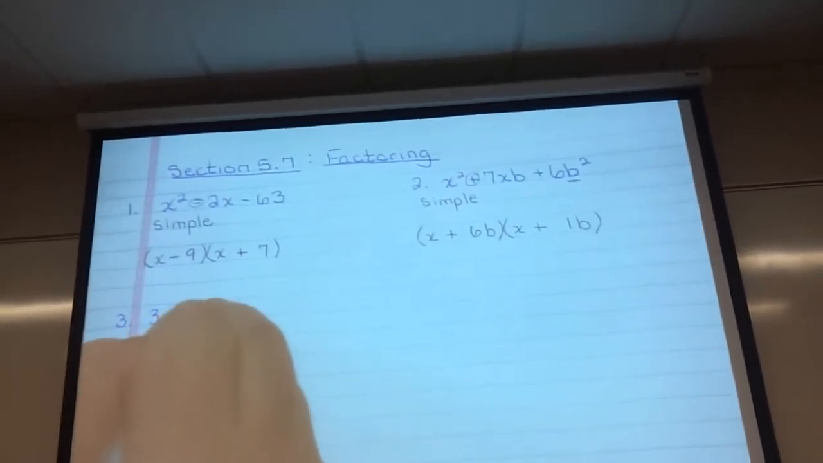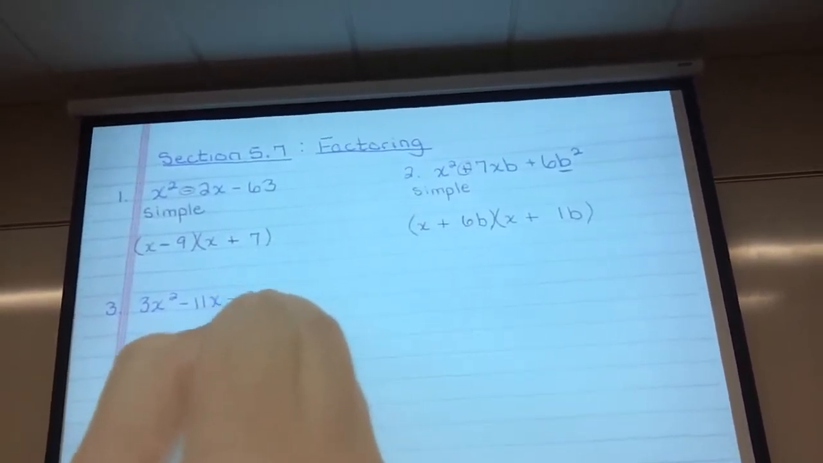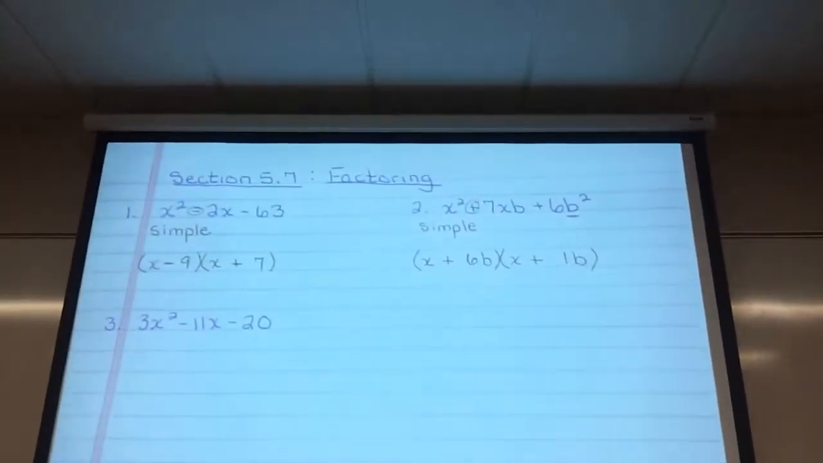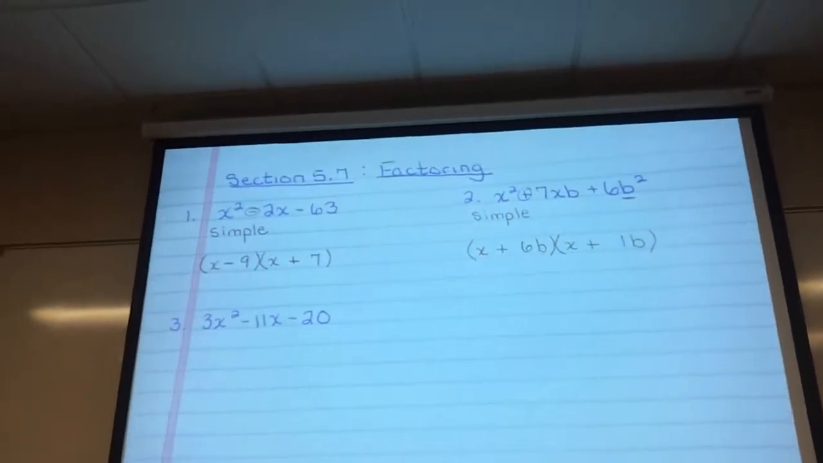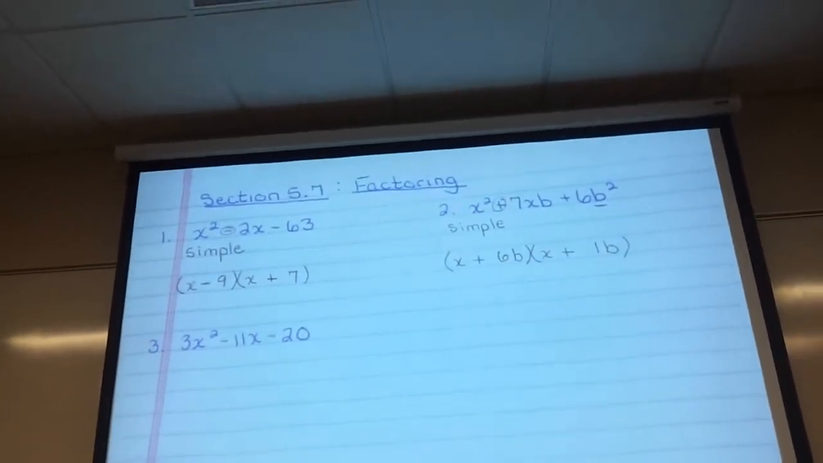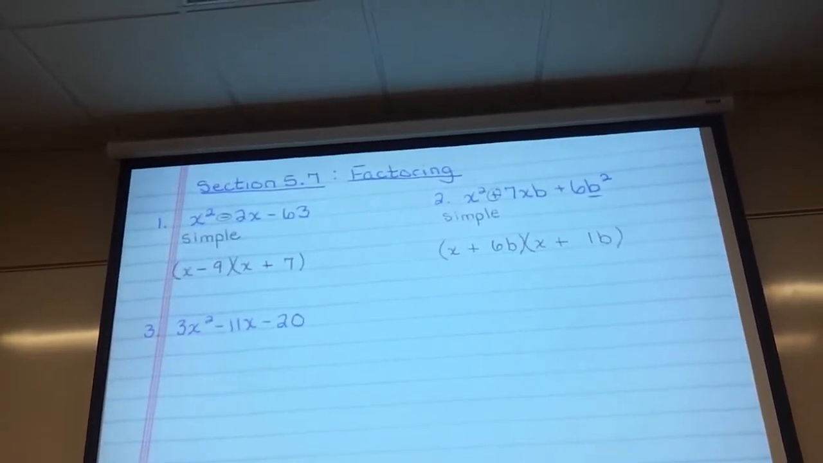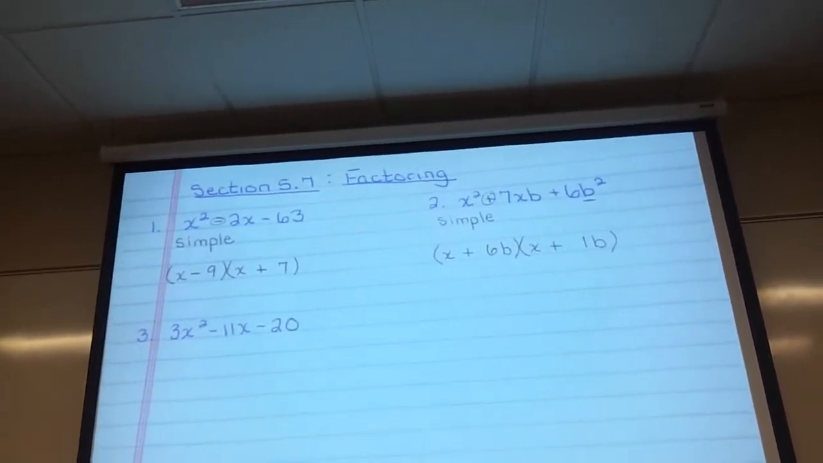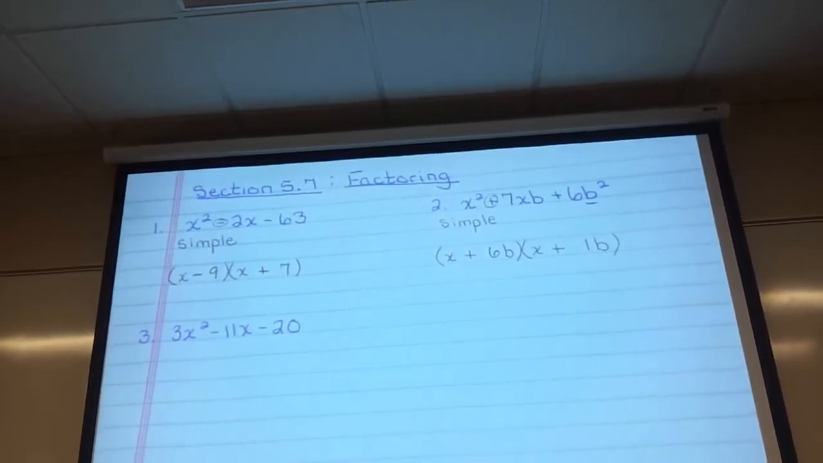All right, let's try this one. 3x squared minus 11x minus 20. And if you want to kind of section them off, the first two were in 5-3. This one is coming from 5-4. All kind of mixed up in this section.